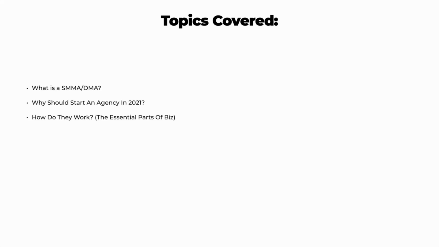I'm also going to break down exactly how they work. I'm going to break down the essential parts of the business model into basically 5 essential parts that you really need to hone down and master. I'm then going to show you exactly what you need to start, what software you need, whether you need a website or not. I'm also going to show you exactly how much you probably are going to need per month in order to run a successful social media marketing agency.